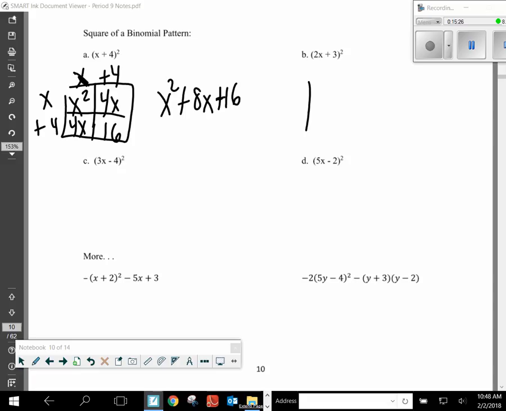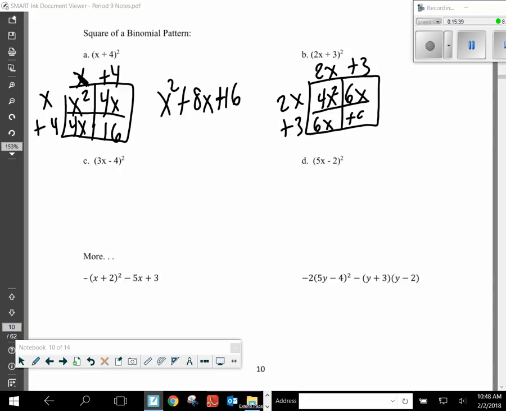Next, we have 2x plus 3 and 2x plus 3. So if you got this, go ahead, but make sure you come back and see the answer and check your work so you have the same thing as me. So we should have 4x squared plus 12x plus 9. So feel free to hit pause if you want to do more. I'm going to keep on going.